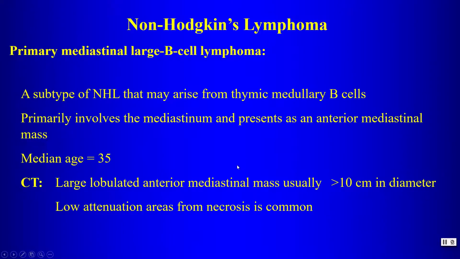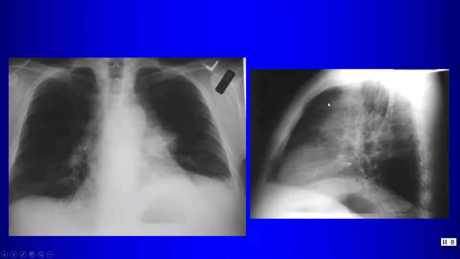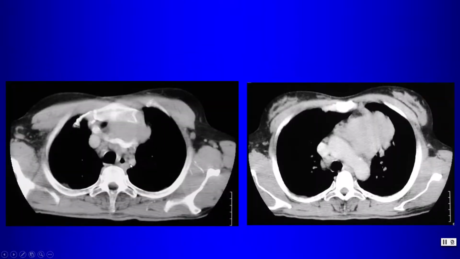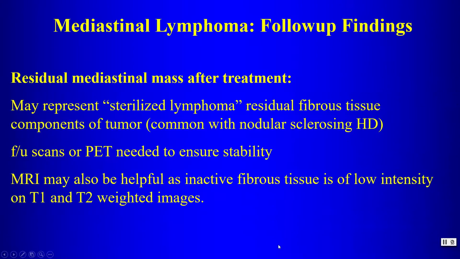There is a form of non-Hodgkin's lymphoma called primary mediastinal large B-cell lymphoma. This arises from thymic medullary B cells, primarily involves the mediastinum, and presents as an anterior mediastinal mass. This can occur especially in HIV positive patients. It gives you a bulky, large anterior mediastinal mass, as in this example here. And here it is on CT, this large bulky anterior mediastinal mass. It looks just like Hodgkin's disease. So this is large B-cell non-Hodgkin's lymphoma.